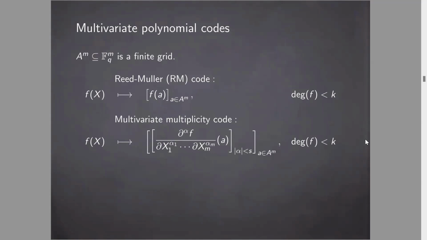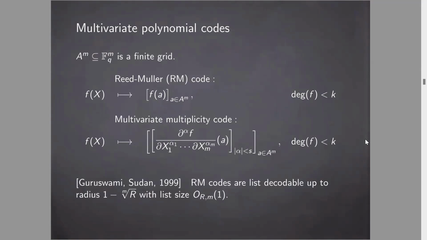And the folded version now is the multivariate multiplicity code, which is simply considering the evaluations of the polynomial as well as its partial derivatives up to a certain order s minus 1. Once again, we know that the Guruswami-Sudan algorithm for list decoding Reed-Solomon codes can in fact be extended to also list decode Reed-Muller codes up to a radius 1 minus R to the 1 by m with constant output list size.